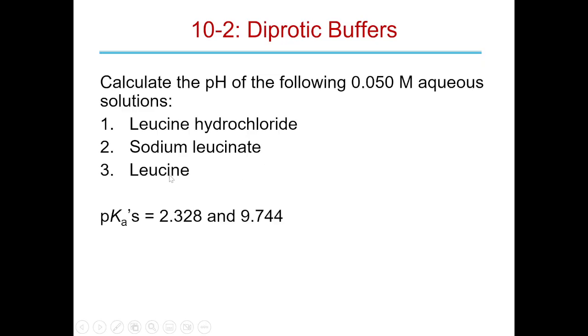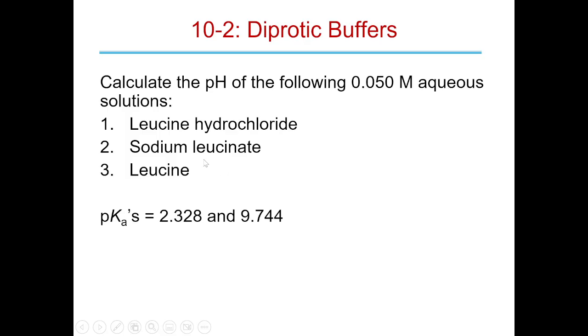Okay. And then what would leucine be? That's just the natural amino acid, right? The zwitterion form. So you've got the acid, the base, and the zwitterion, don't you? The pKs of this are going to be 2.328. That's going to be the leucine hydrochloride, the acid form, right?